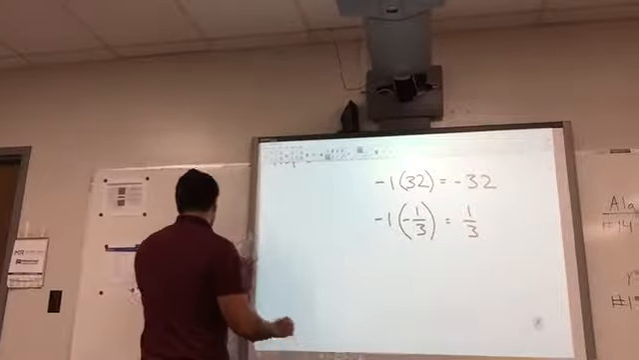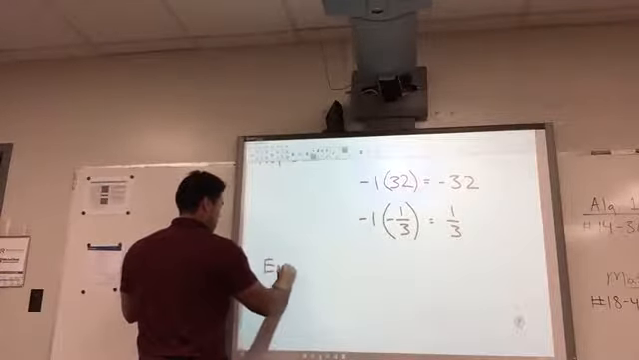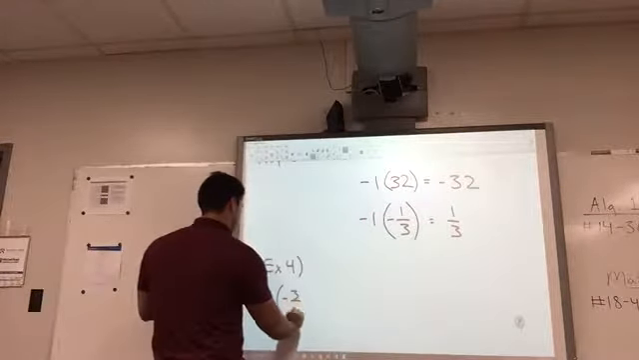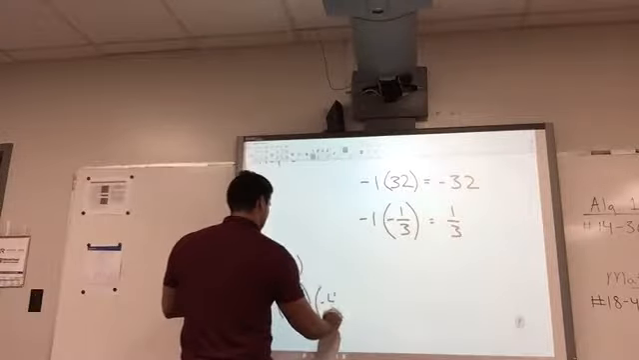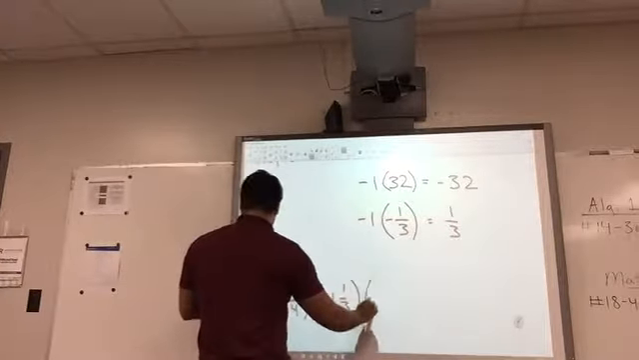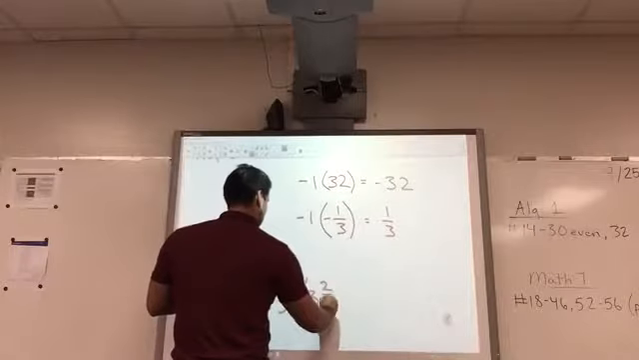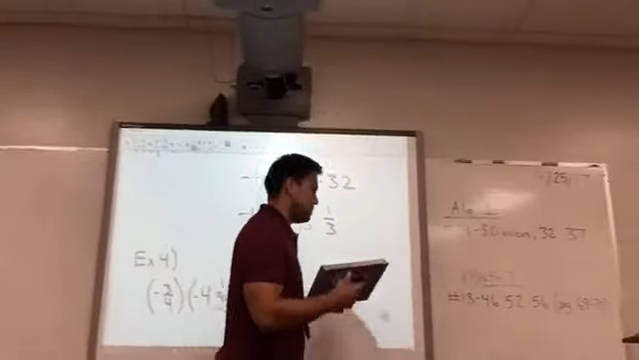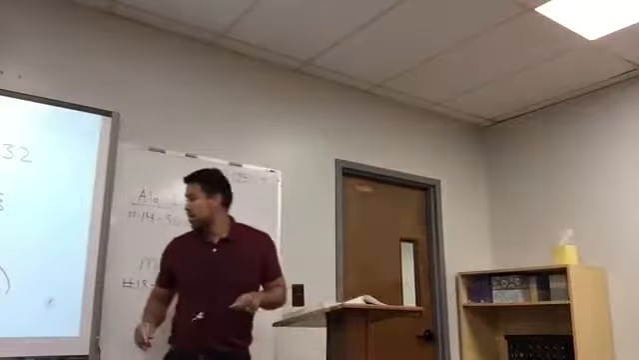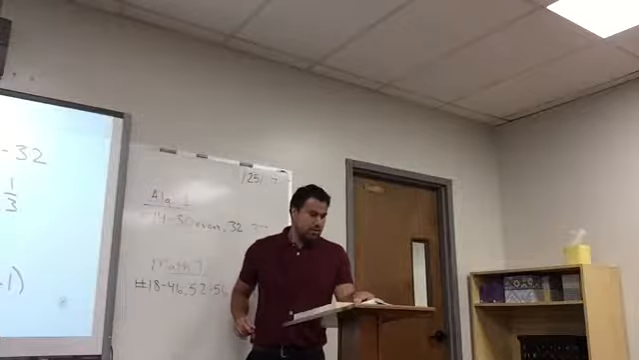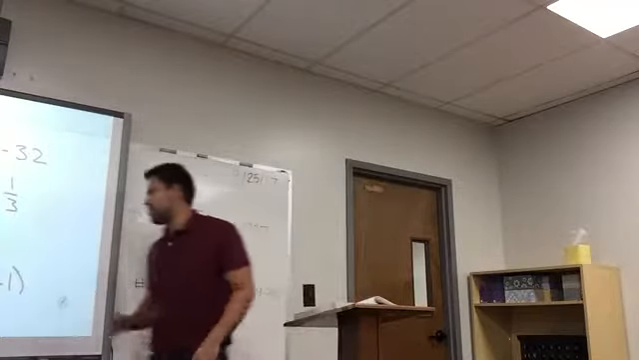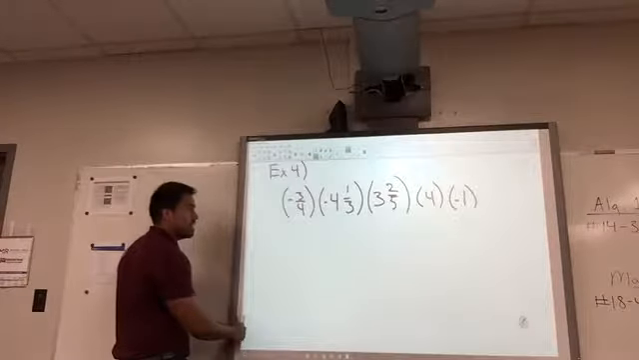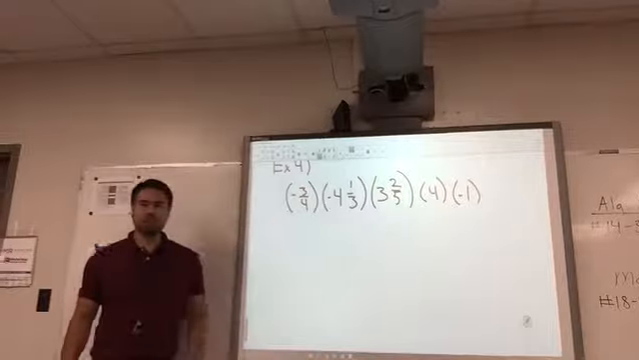Okay. Example number 4. I gotta write this down properly so I don't mess you guys up. Negative 3/4 times negative 4 and 1/3 times 3 and 2/5 times 4 times negative 1. Make sure everything's written down correctly. Okay, we're good. Remember our rule for multiplication? Wasn't it dealing with 2 numbers? And now how many numbers do I have multiplied? 5.